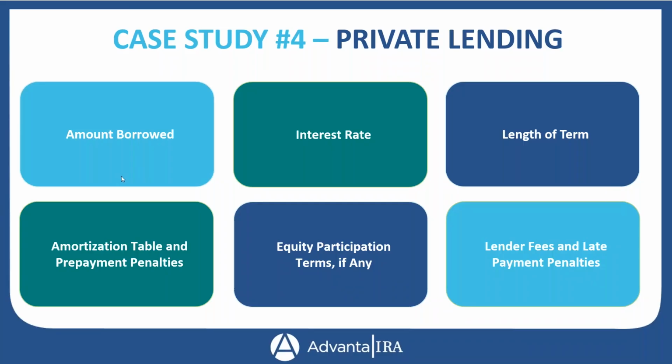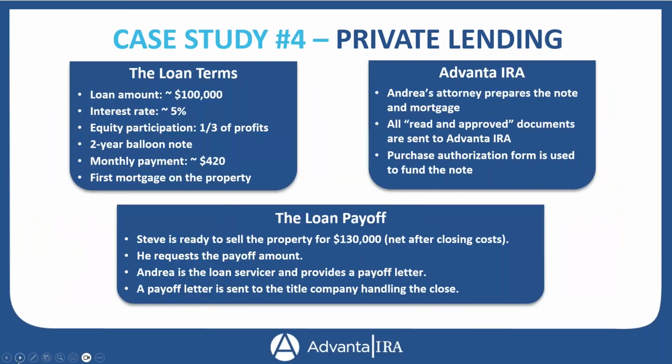The really cool thing about private lending is that you get to be the bank, and so you determine the rate at which your IRA is going to grow. So you get to determine how much you're going to lend, what the interest rate will be, and the length of term. Is it amortized or interest only? Is there any equity participation? And are there lender's fees, origination fees, things of that nature? So in this example, the loan amount is $100,000 at 5%, but including equity participation of 1/3 of the profits, and a 2-year balloon note with a monthly payment.